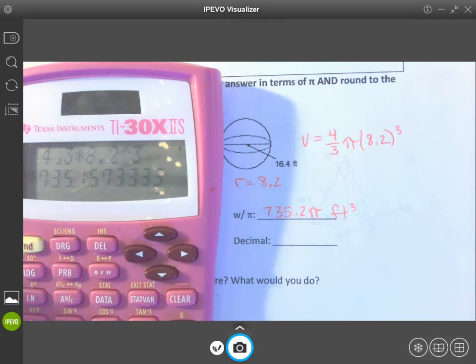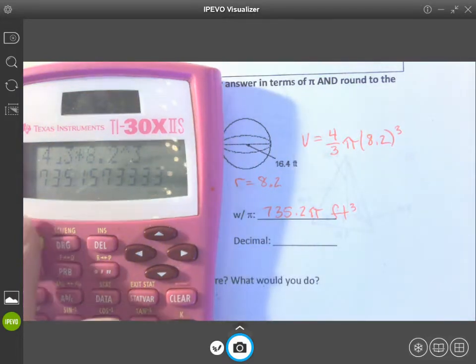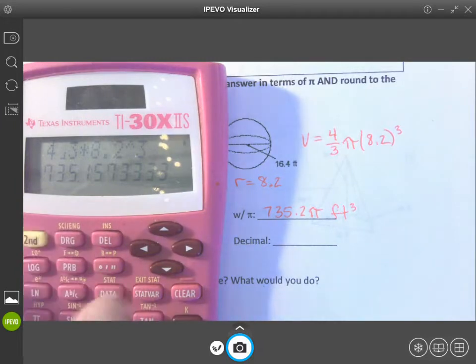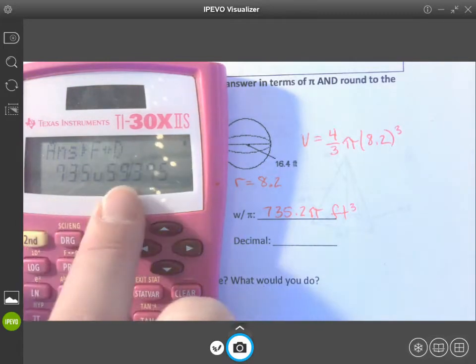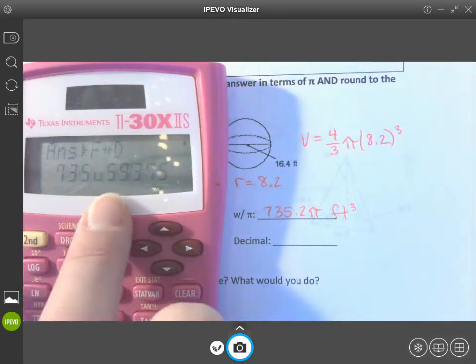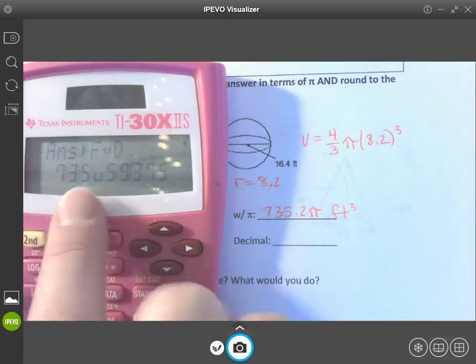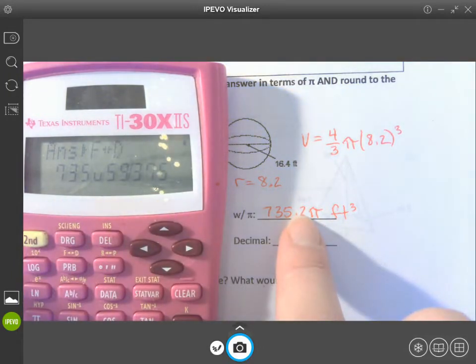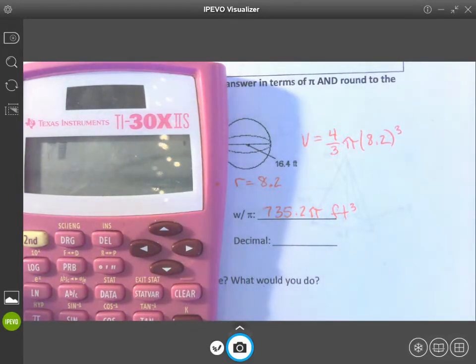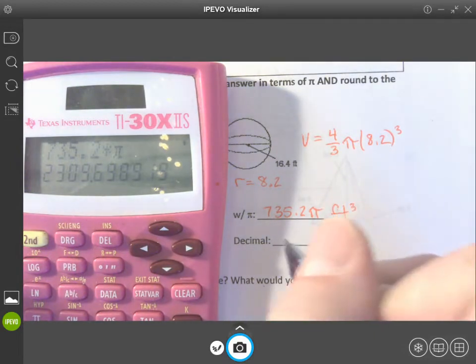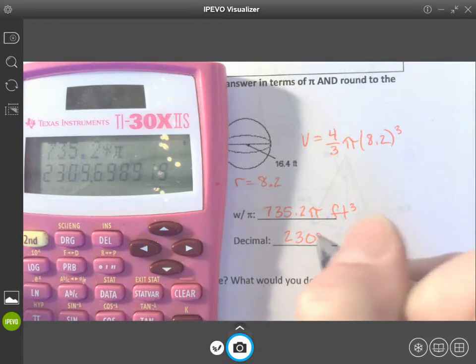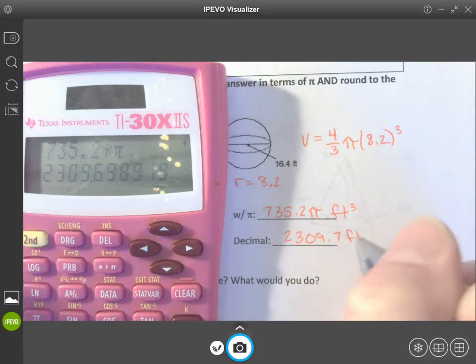Now, if I wanted an exact answer, I would take my fraction or my decimal and I make it turn into a fraction. It's a fraction to decimal. And the exact answer is really ugly. Do you see it? 735 and 59 3/75. So you could write that down, but I will take a rounded decimal. We'll know that it's just in terms of pi, not exact. Okay, now, if I go back to my 735.2 times pi, I will get my approximate answer of 2,309.7 feet cubed.